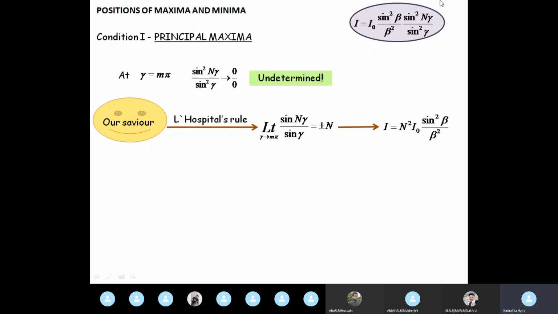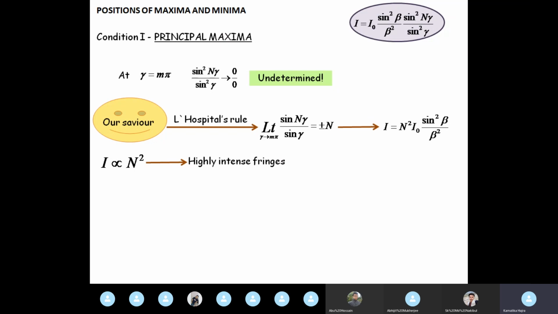So sine square n gamma by sine square gamma will become n squared. So we get the intensity as n square I naught sine square beta by beta square. All right. Now I therefore is proportional to square of the number of slits. You understand that this is giving us highly intense fringes.